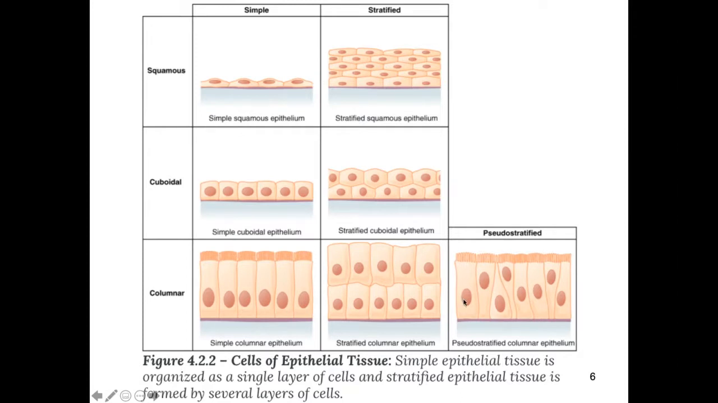But when you look at pseudostratified, it looks like the nuclei are multi-level. At first glance we say, well, there's a nucleus here and a nucleus up here and another one down here and way up the top, it looks like it's multi-level. So we call it pseudostratified because technically it's still just one cell layer thick, but it gives the illusion that it's multi-layered. So we call it pseudostratified columnar.